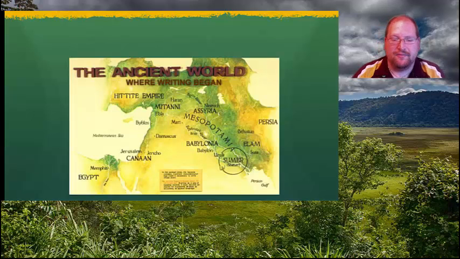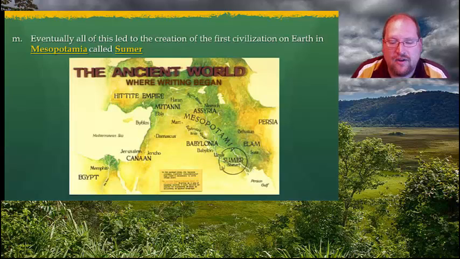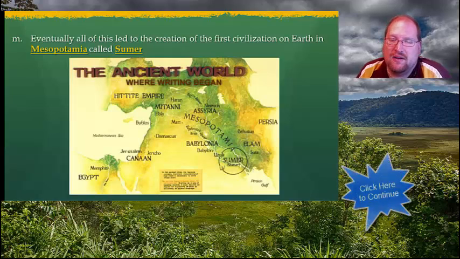Coming up in our next lecture, eventually all of this farming and domestication would lead to the creation of the first civilization on Earth in the region known as Mesopotamia. This first civilization would also be known as Sumer, which you can see on the bottom right hand of the screen here.